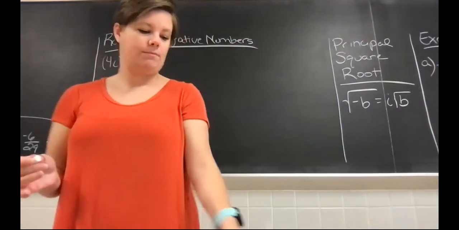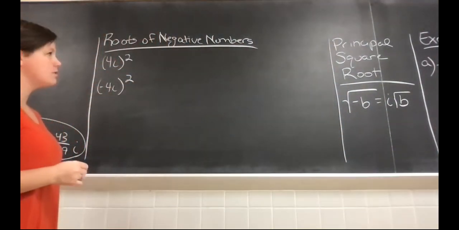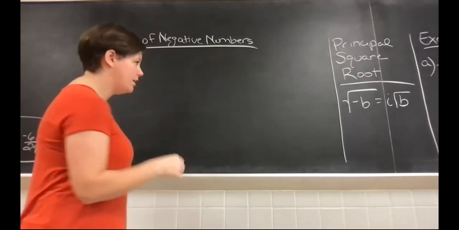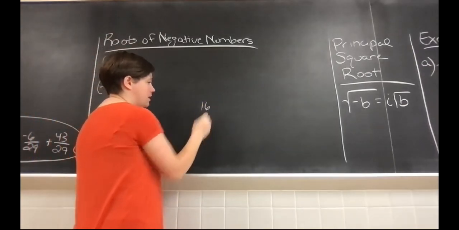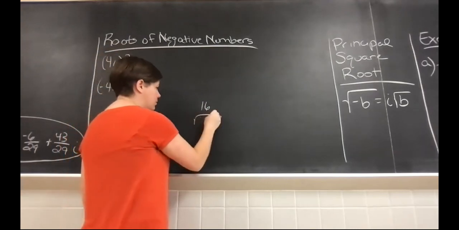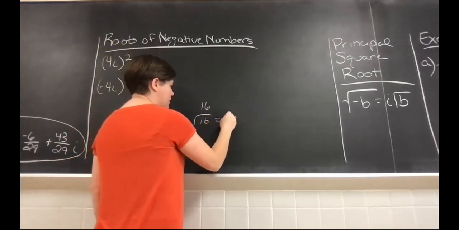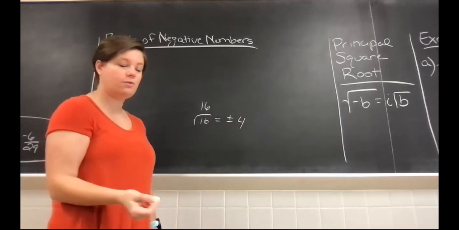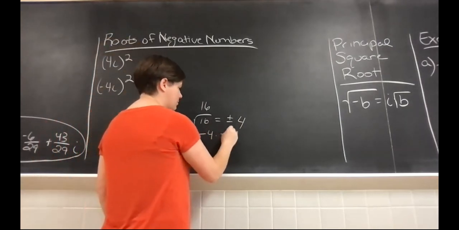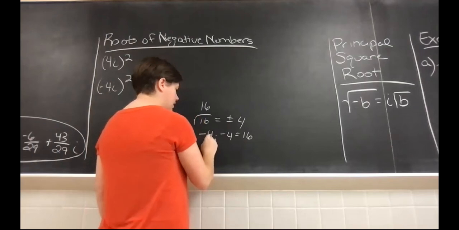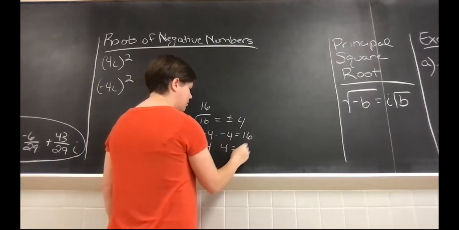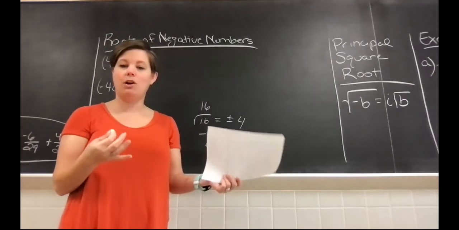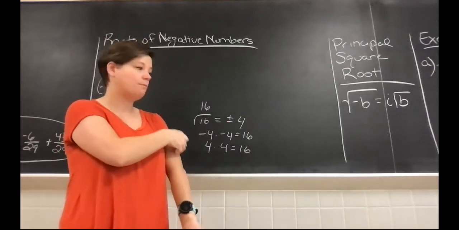Okay. Now we're going to talk about something about the roots of negative numbers. So when we talk about squares, like the number 16, well, the square root of 16 is plus or minus 4. And we say it's plus or minus 4 because if you have minus 4 times minus 4, you get 16. If you have positive 4 times positive 4, you get 16.